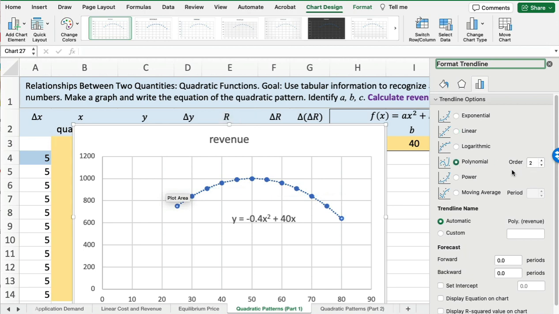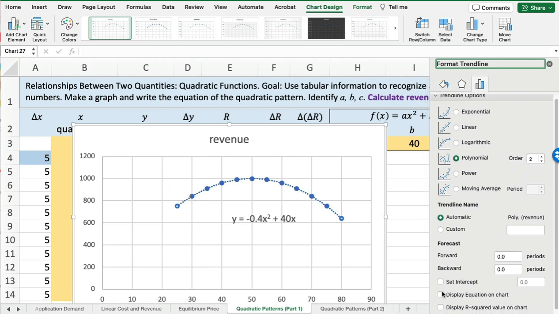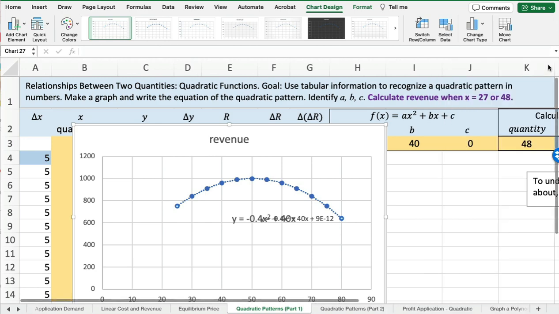In the United States, we call that a degree. In many parts of the world, they don't use the word degree, they use the word order. So the order is the highest power of x, and that just happens to be a 2. And then we also want to make sure that we are displaying the equation on the chart. So make sure you do that. And then X out of that. So it's going to keep doing it over and over again.